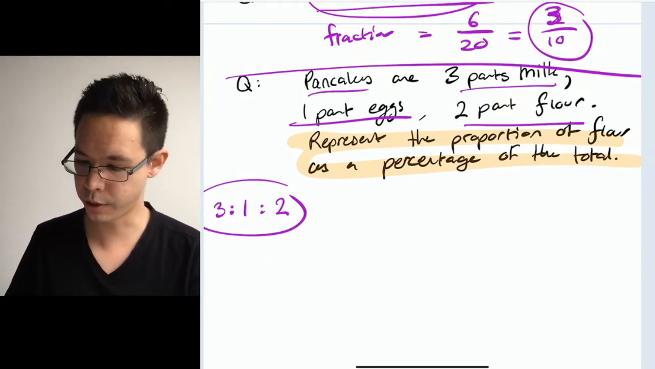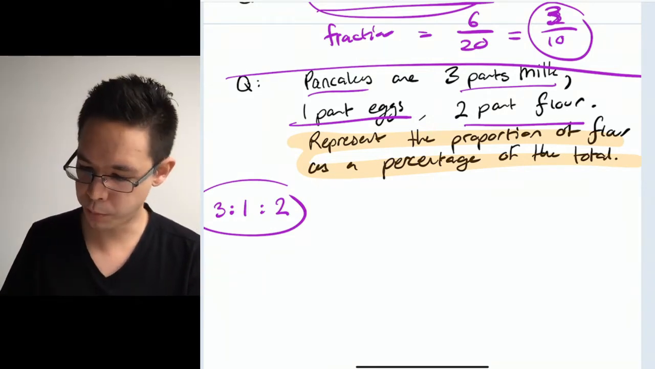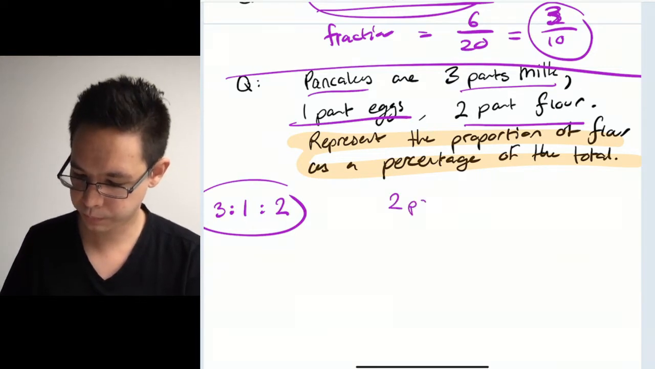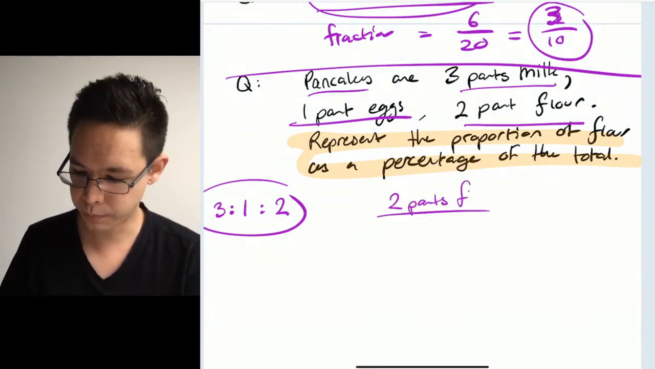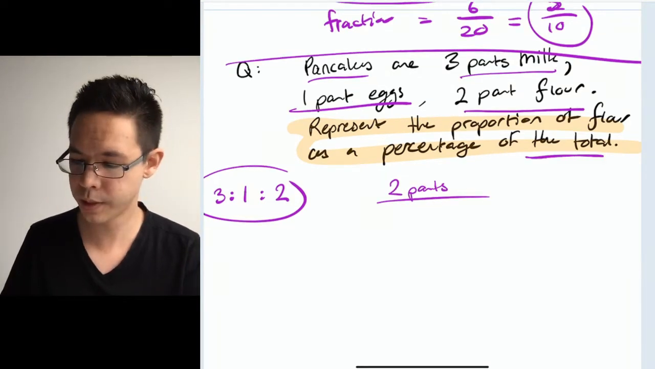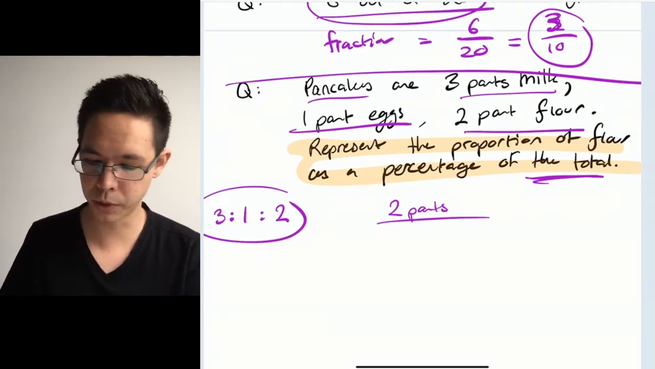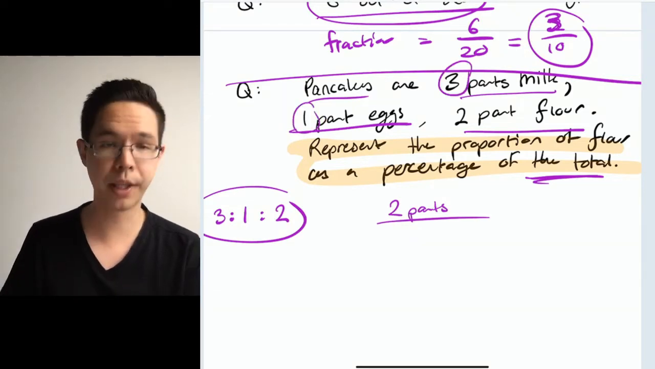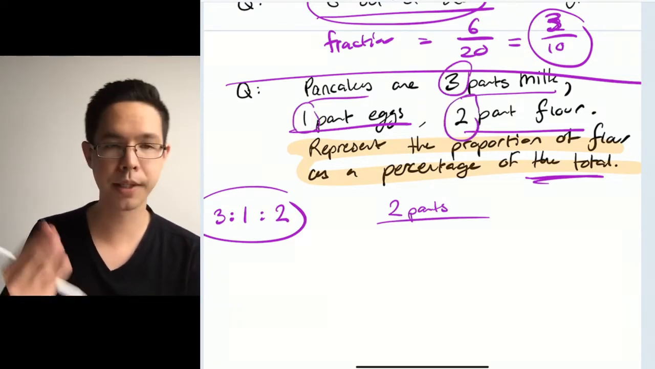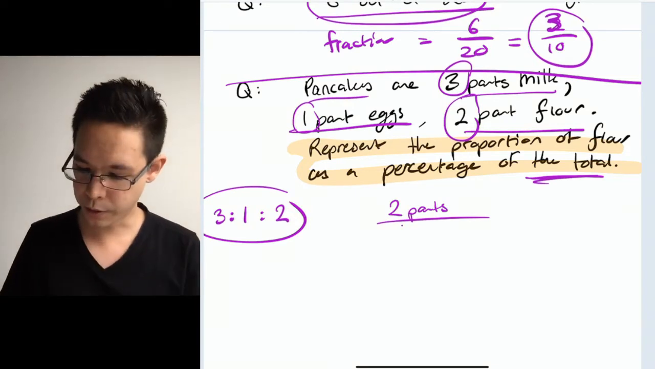So the amount of flour, okay, so we have 2 parts flour, out of the total. So what is the total? Well, I have to count up all the parts, don't I? 3 parts plus 1 part, that makes 4 so far, plus another 2 parts, that gives us 6 parts in total. So I've got 6 parts total.